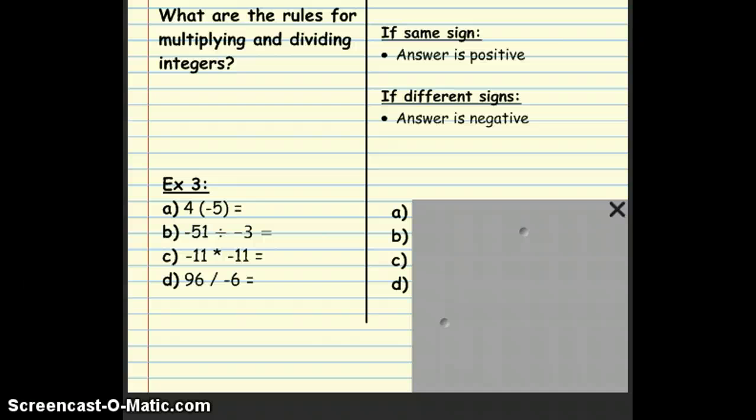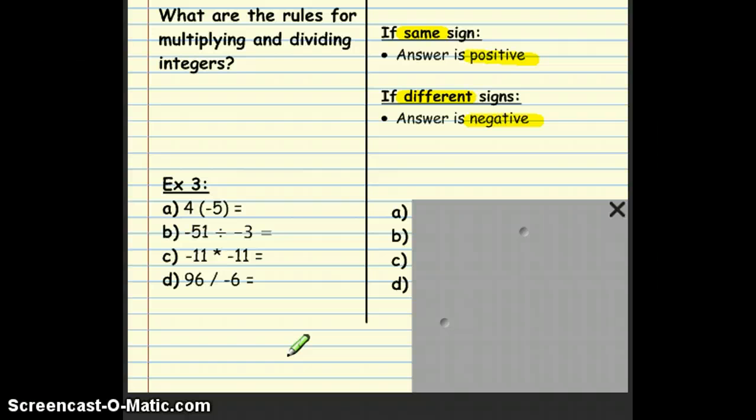And the rules for multiplying and dividing integers are the same. There's not separate rules if you're multiplying, and there's not separate rules if you're dividing. The rules are, when you're multiplying numbers that have the same sign, then the answer is always going to be positive. Same sign, positive. If the integers are different signs, then the answer is negative. And of course you do the multiplication or dividing problem as stated. So let's try a few problems.